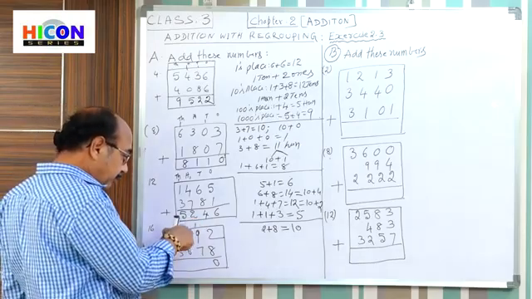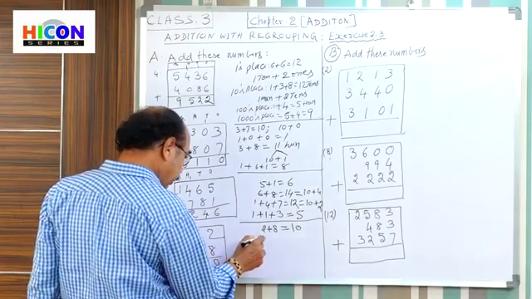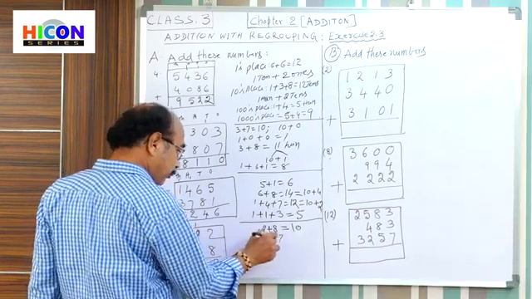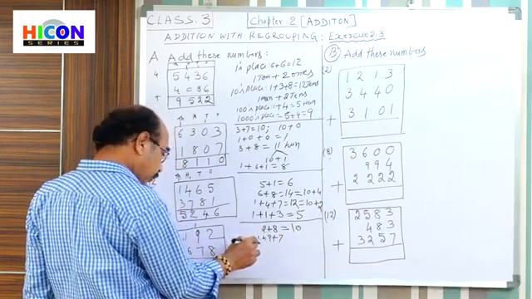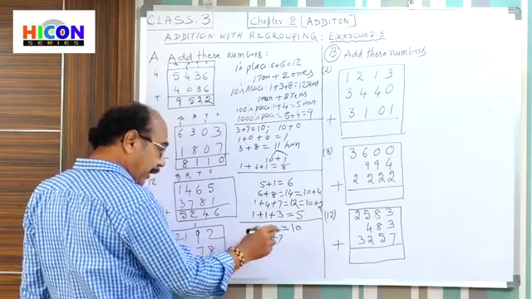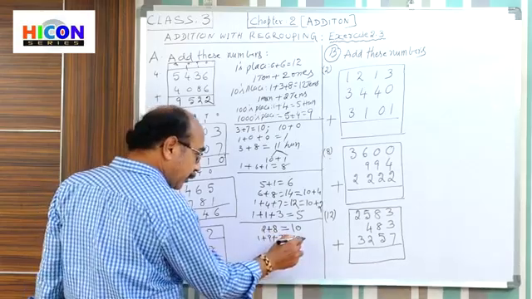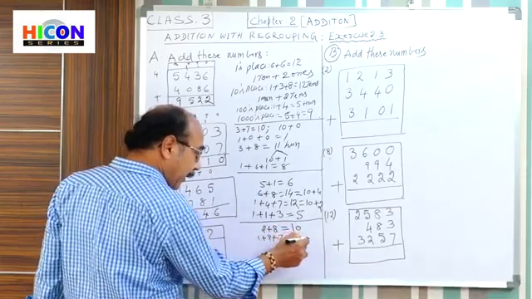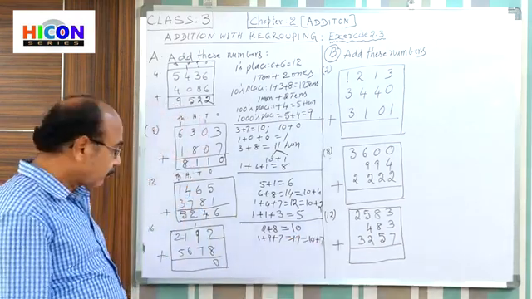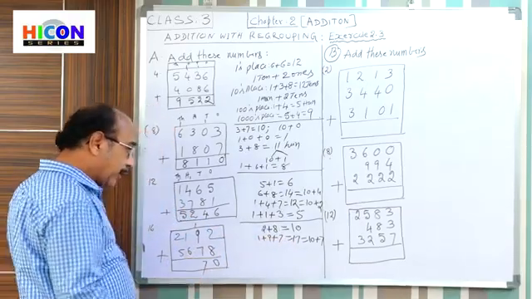Now add the digits in the tens place. That means 1 plus 9 plus 7. That means 1 is the carried 10. Here 9 tens are there. In the second number 7 tens are there. Add 9 plus 1, 10, plus 7, 17. 17 can be written as 10 plus 7. So write 7 in the tens place.